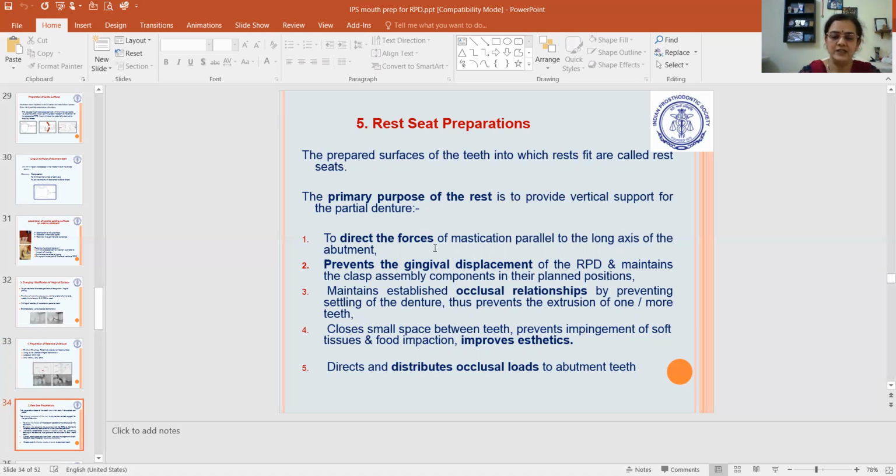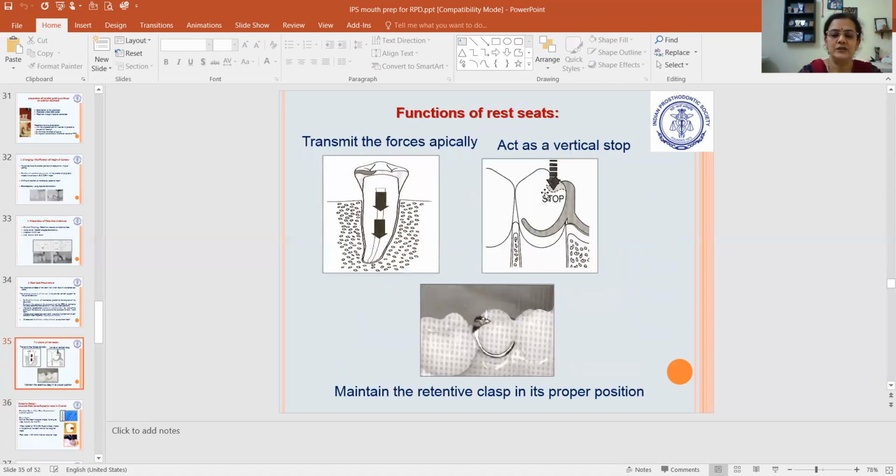And it directs and distributes the occlusal loads to the abutment teeth. So the functions of rests you can very well appreciate in these diagrams: transmission of forces apically, acting as a vertical stop, and maintaining the retentive clasp in its proper position.